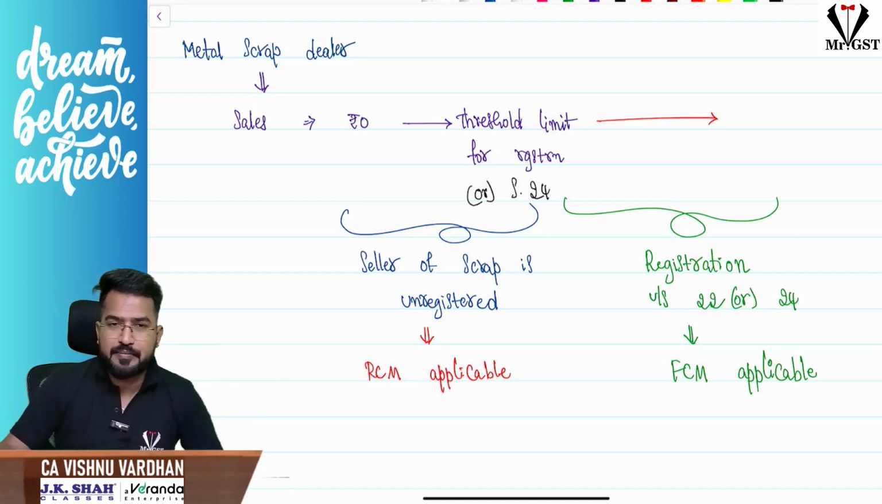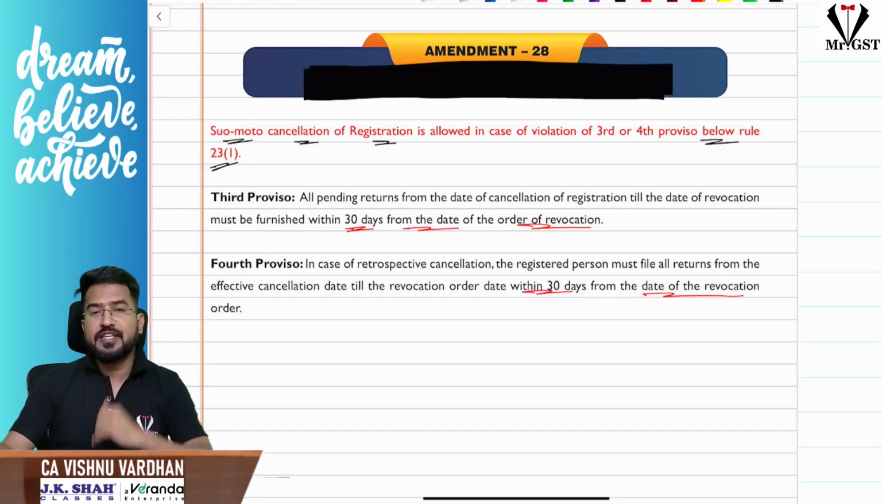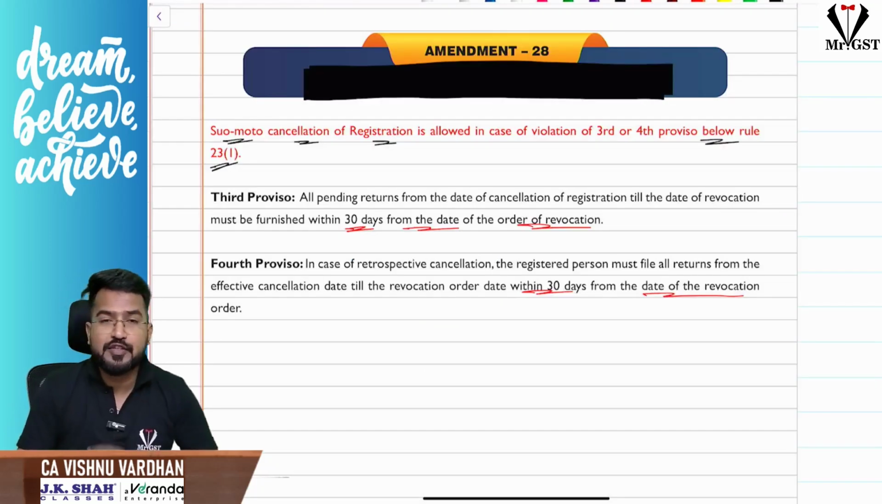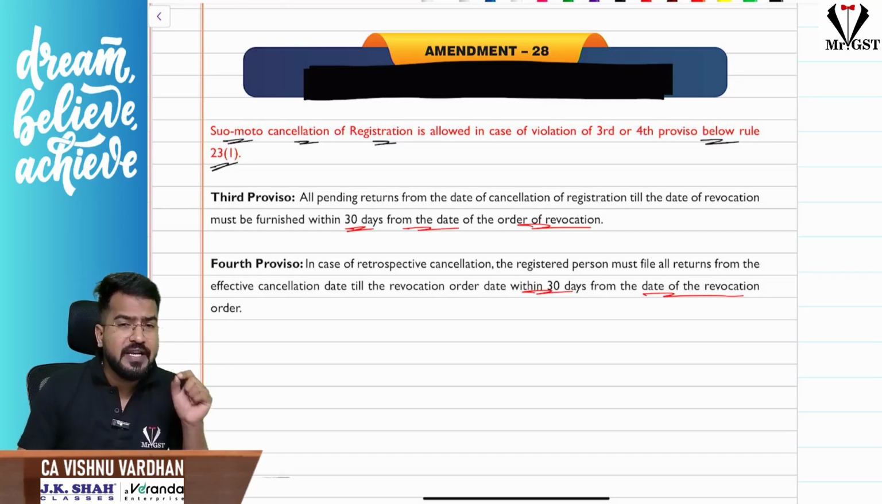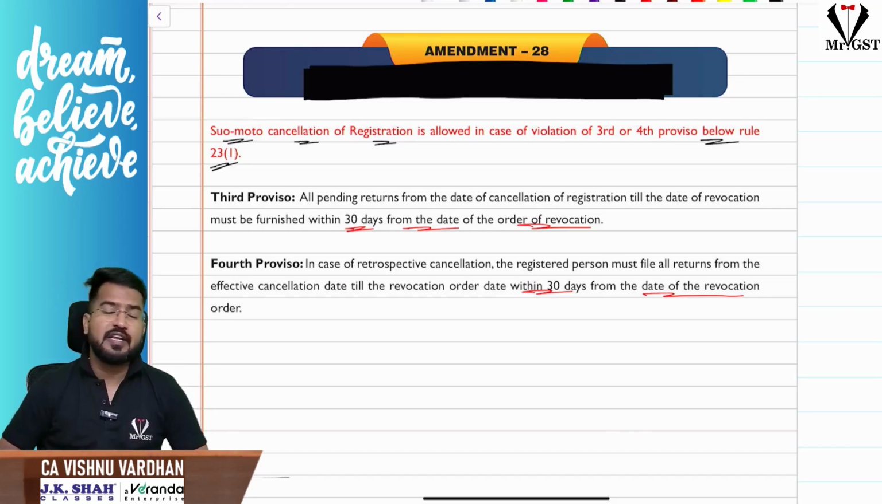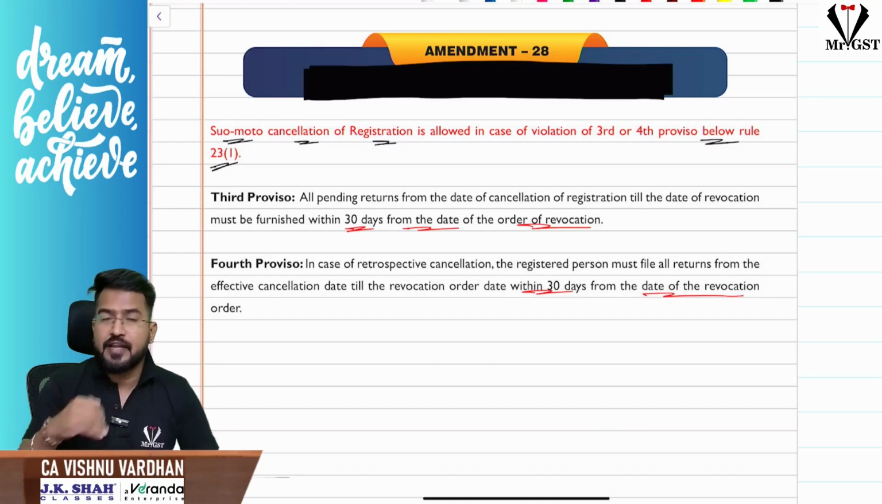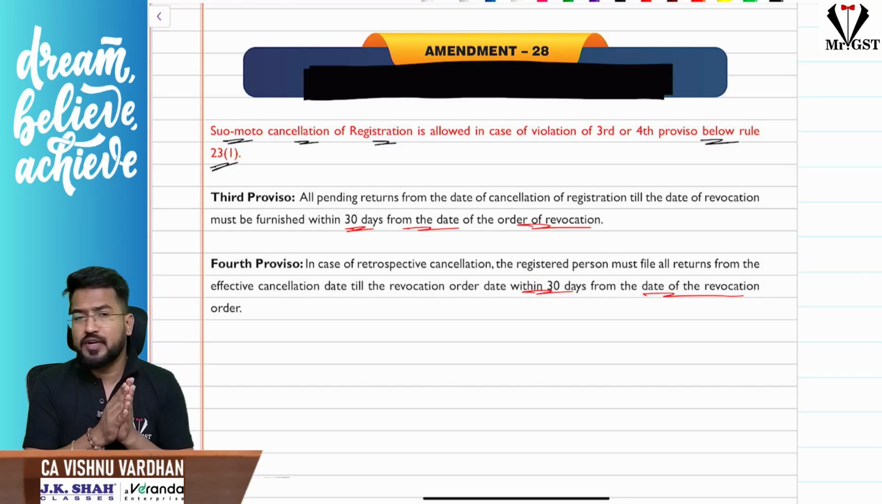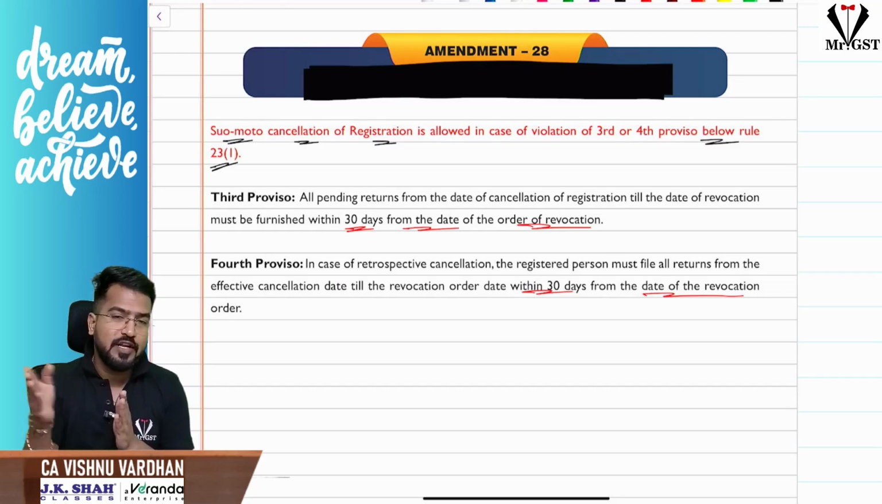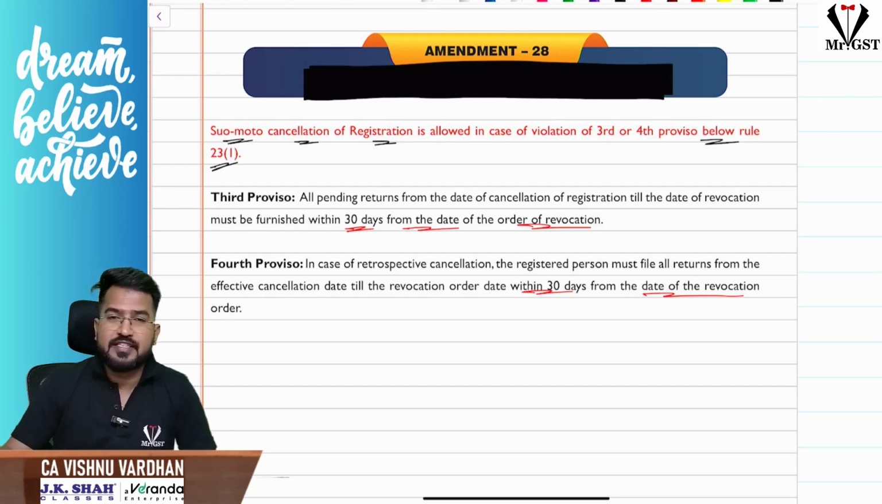Now there are new situations that have been added for suo motu cancellation of registration by the proper officer. They are nothing but this: when you apply for revocation of cancellation, whatever pending returns are there, you should file within 30 days from the date of revocation. If you are not doing that, then again your registration is liable for cancellation. That means I have revoked your cancellation of registration, trusting that you will file all the pending returns within 30 days. If you are not doing that, again yes, I can cancel your registration. That is the point.